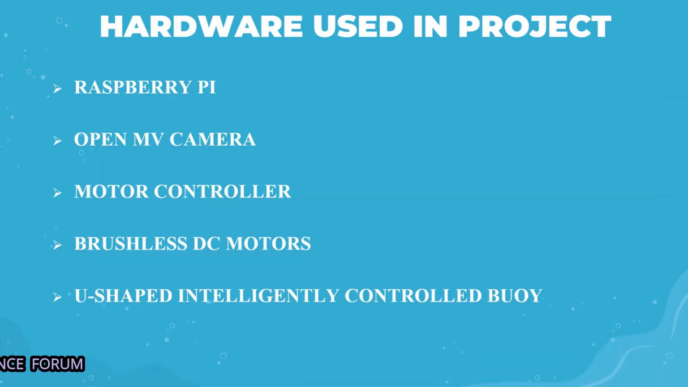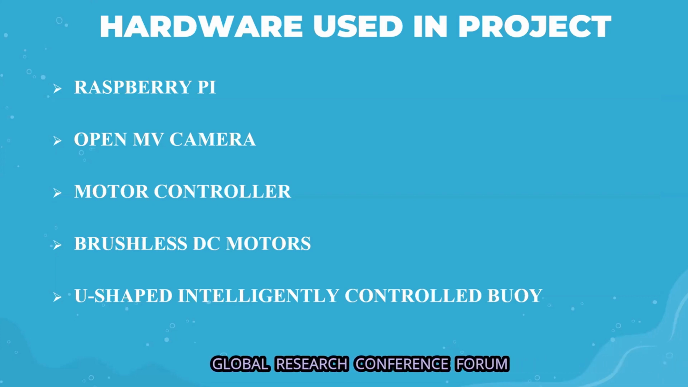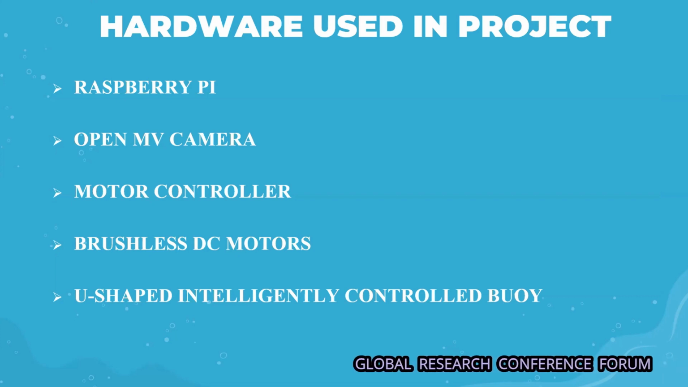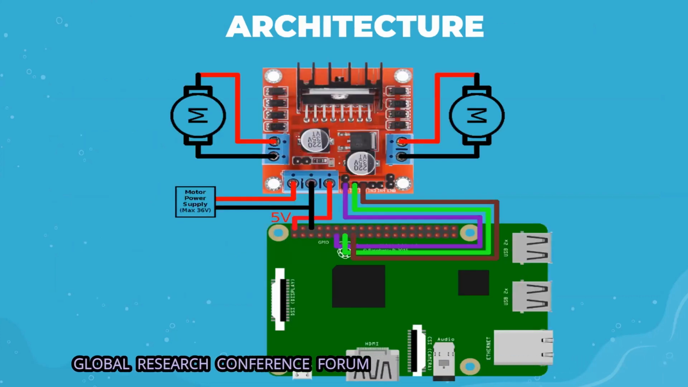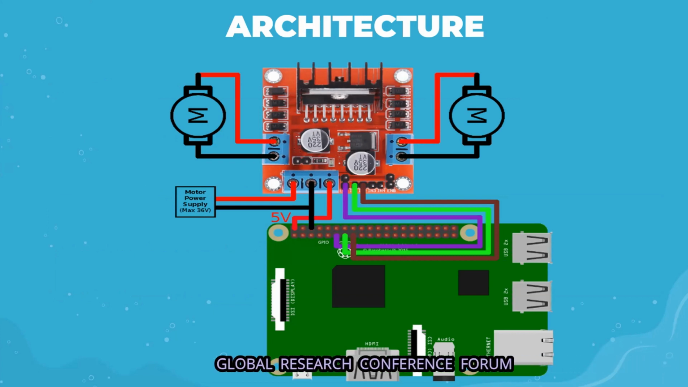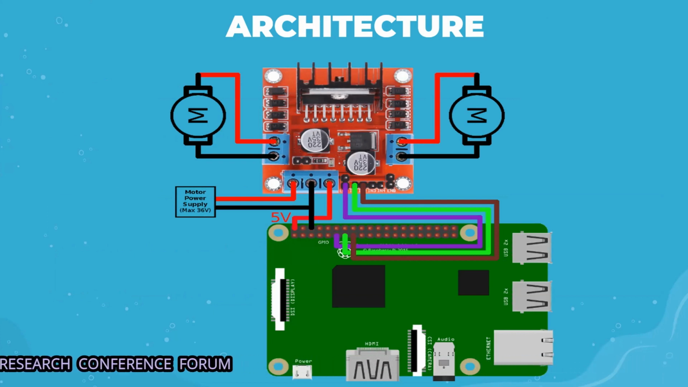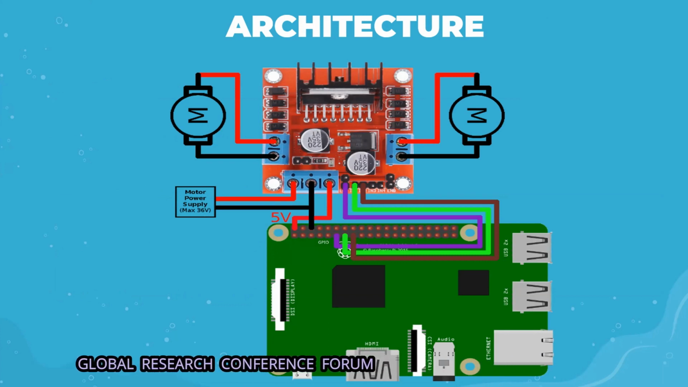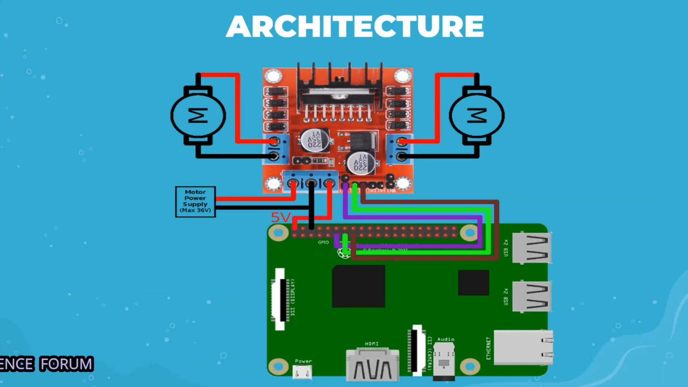The hardware used in the proposed project are a Raspberry Pi microcontroller, an OpenMV camera, a motor controller, brushless DC motors, and a U-shaped intelligently controlled buoy. The architecture of the proposed project is as such. The brushless DC motors are controlled by a motor driver controller, and the motor driver controller is controlled by a Raspberry Pi microcontroller, which takes an input from an OpenMV camera, depending upon the position of a drowning person.